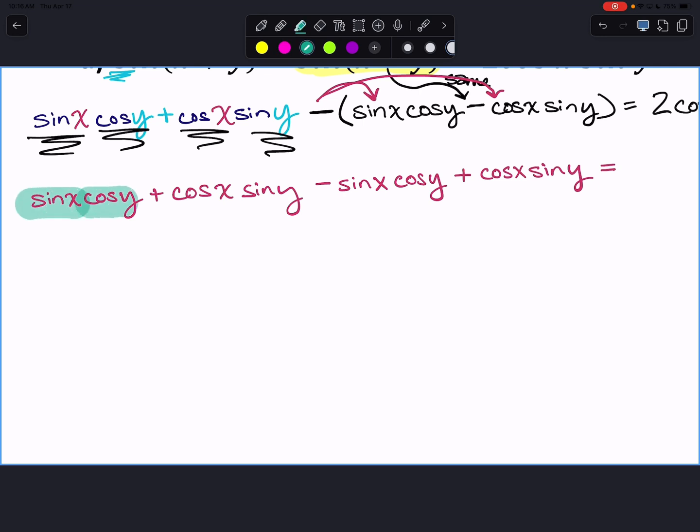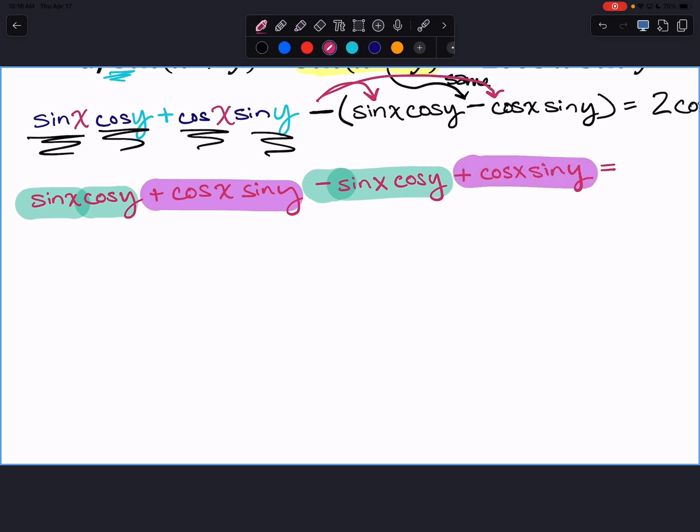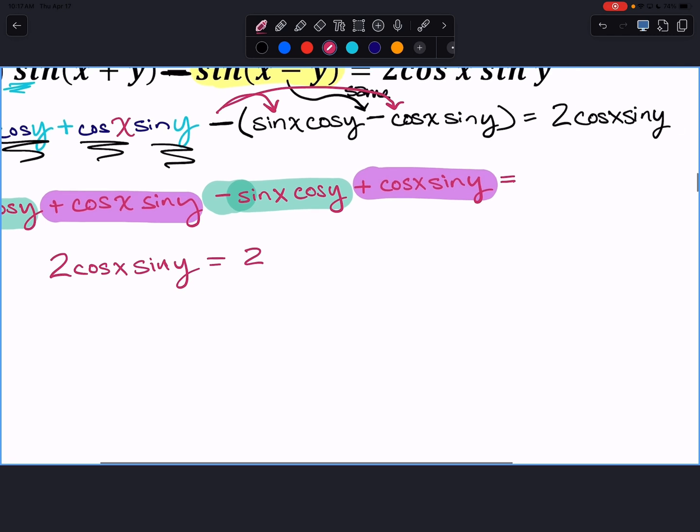Okay. So now if you look, you have sine of x cosine of y. Do you see another sine of x cosine of y? Right there, right? And it's following a minus. And then if you look here, you have a cosine x, a sine of y. Oh, there it is. That's okay. So what happens with the teal color, the sine x cosine y? They just cancel. And then you have cosine x sine y plus cosine x sine y, which is? Good. So did I verify?